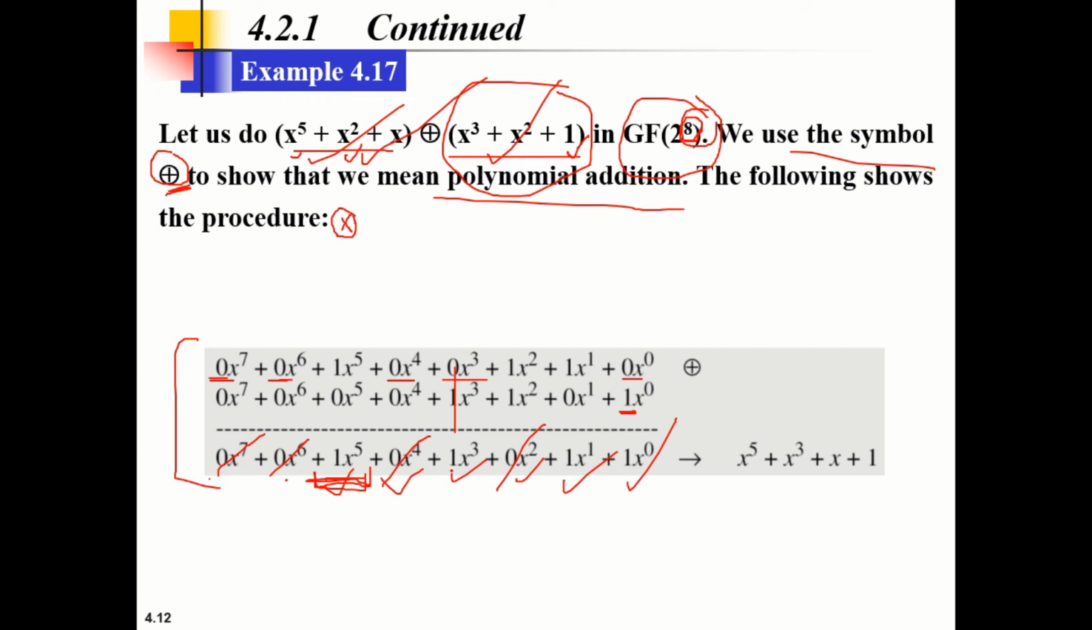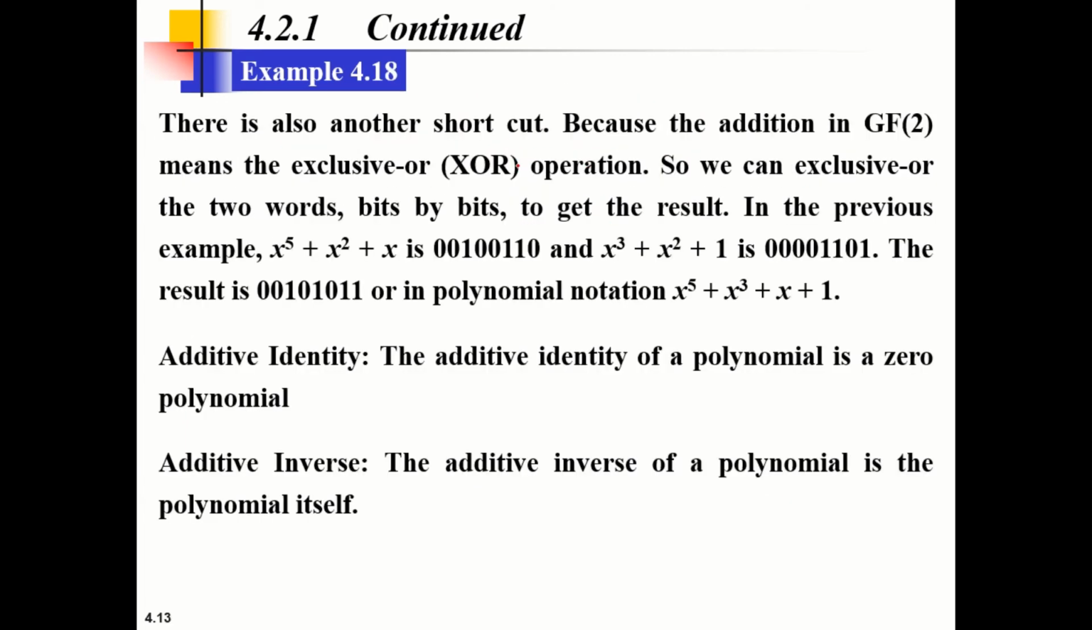One is this x raised to 5, then x raised to 3, then x, and then 1. Because this x raised to 0 is 1, right? Okay, so this is the answer we get after adding these two polynomials. Fine. So that is it, it is only telling you the same thing, that there is the shortcut of performing the XOR operation over these bit words, and you can perform this XOR operation bitwise.